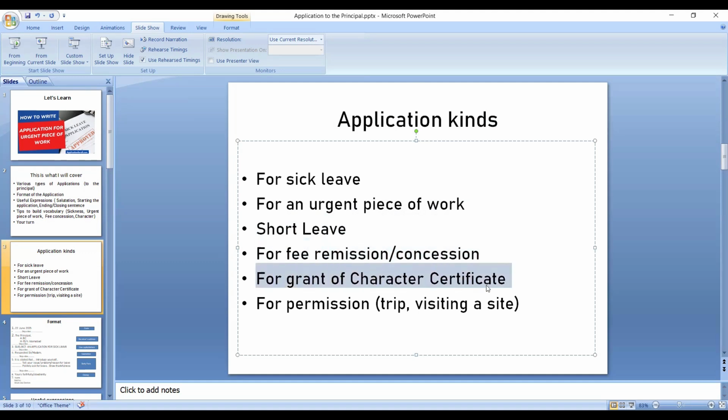And students, when they look for admission in university or colleges, they also need a character certificate. So application for the grant of character certificate. And finally, application for permission. It might be for a trip or visiting any site, etc.